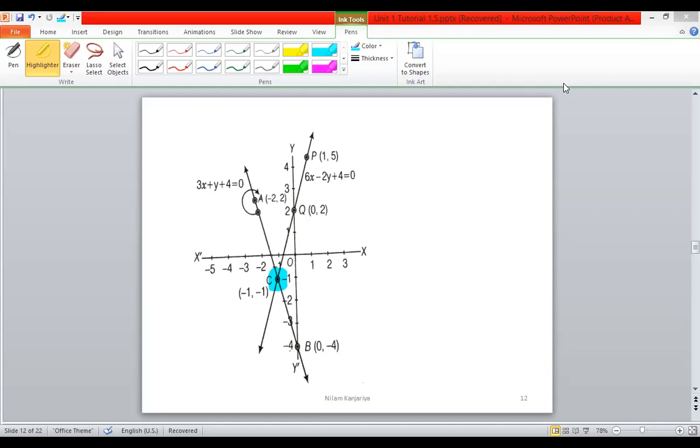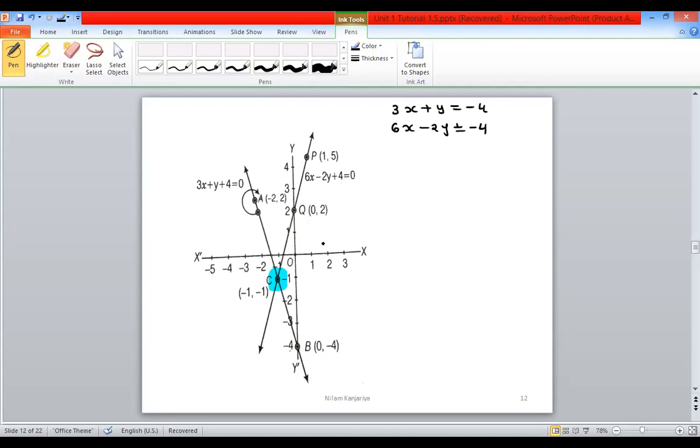X and Y. Look here. Look, student, if you do not get the intersecting point, you just apply any method. Look here. This is your first equation. This is 3x plus y is equal to minus 4, and the second is 6x minus 2y is equal to 4.